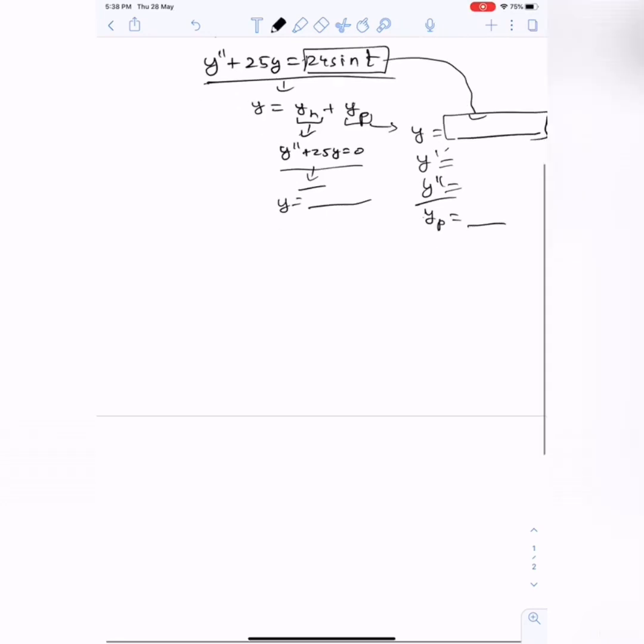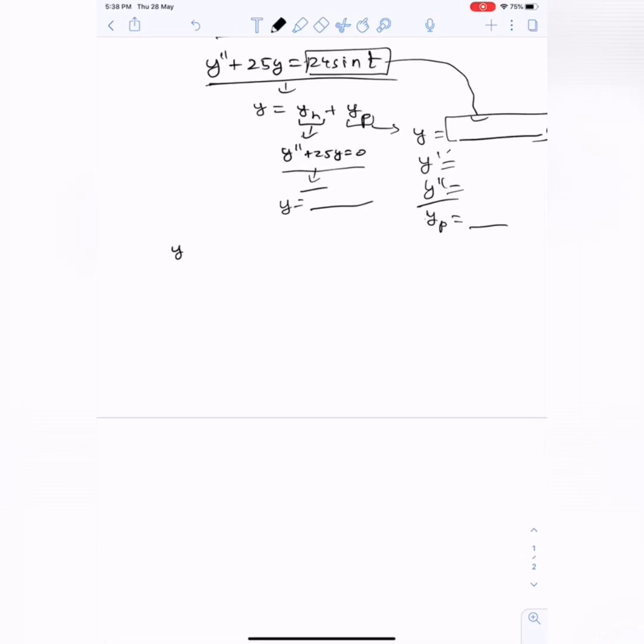So let's first solve the homogeneous part. The y homogeneous part, let's solve that. So y double dash plus 25y is equal to 0. We'll assume our y takes the form e to the power rt. Since y is a function of time, it makes sense for us to put t here instead of x. Our y dash would be r e to the power rt, and y double dash would be r square e to the power rt.